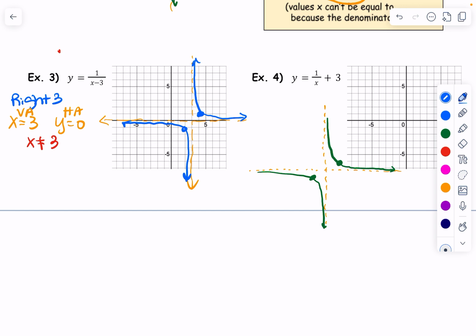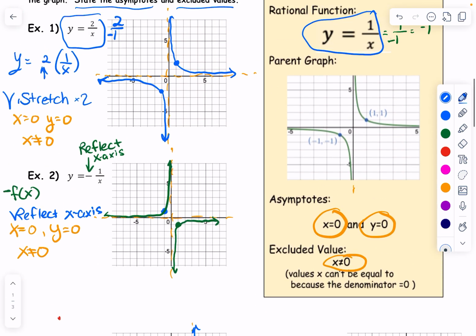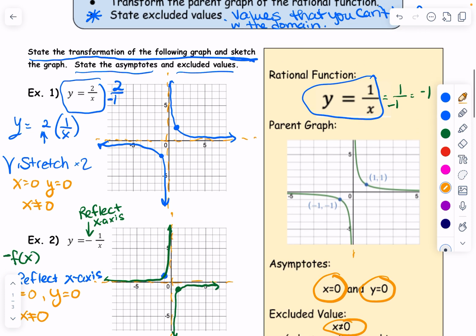Okay, so for this whole graph, the transformation was right 3. The vertical asymptote is now x equals 3. The horizontal asymptote is y equals 0. And let's go ahead and put this on here too. So this is the vertical asymptote, and this is the horizontal asymptote. I wish I had more room, so that's what I'm going to do.